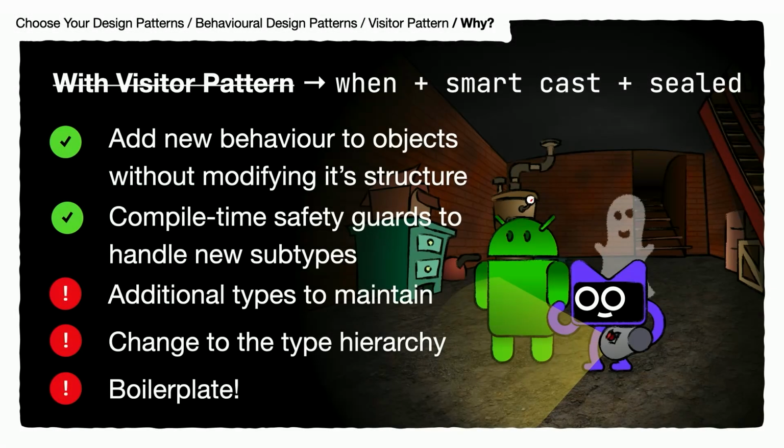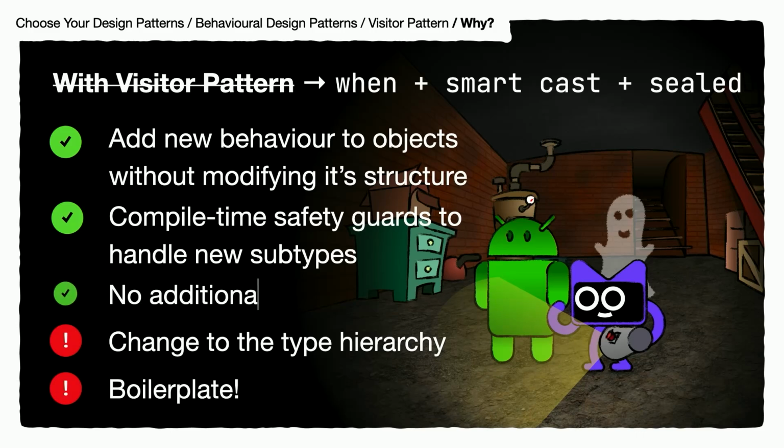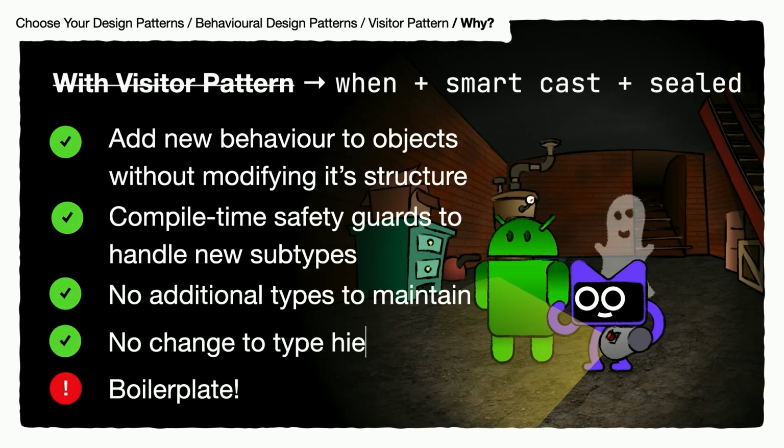So just without using the visitor pattern, just by combining a when statement or switch statement along with the sealed hierarchy and smart cast features, we also removed those 3 problems we introduced in the first place. There was no additional types. There's no need for interfaces. We didn't change the type hierarchy. It's all the same types as before. And we also got rid of all the boilerplate.